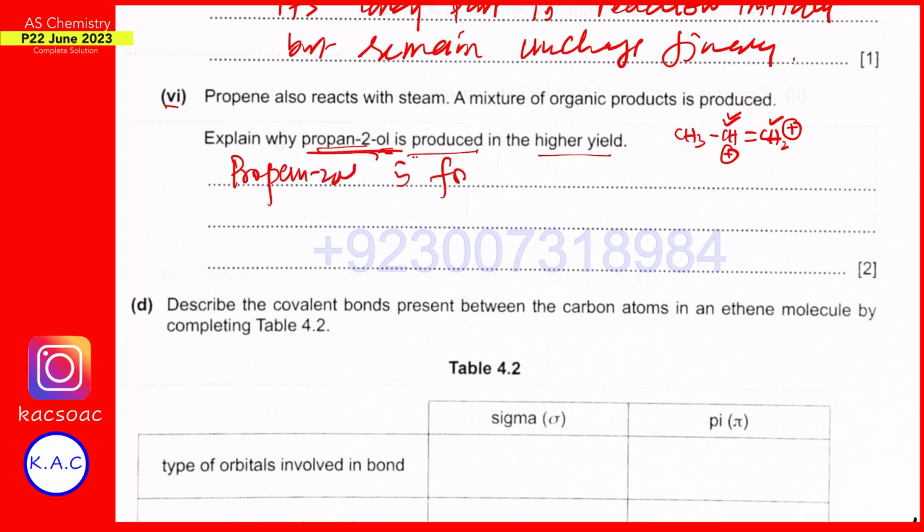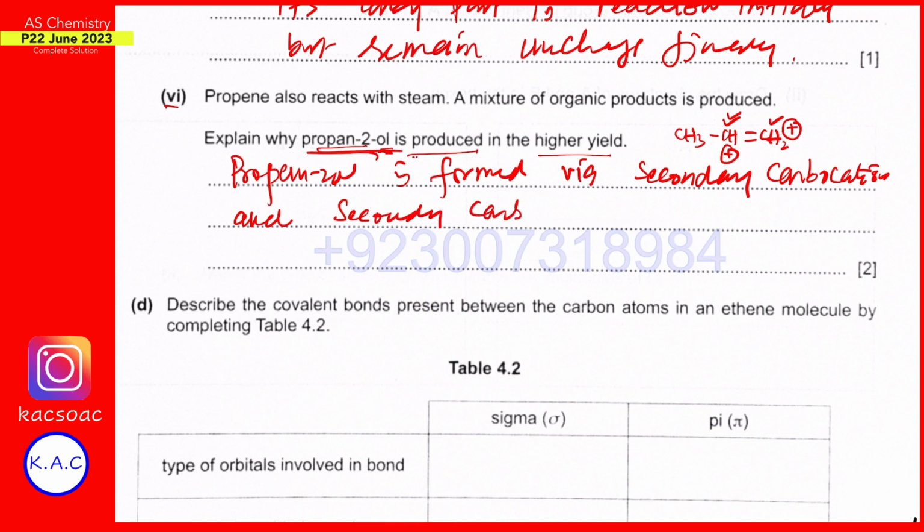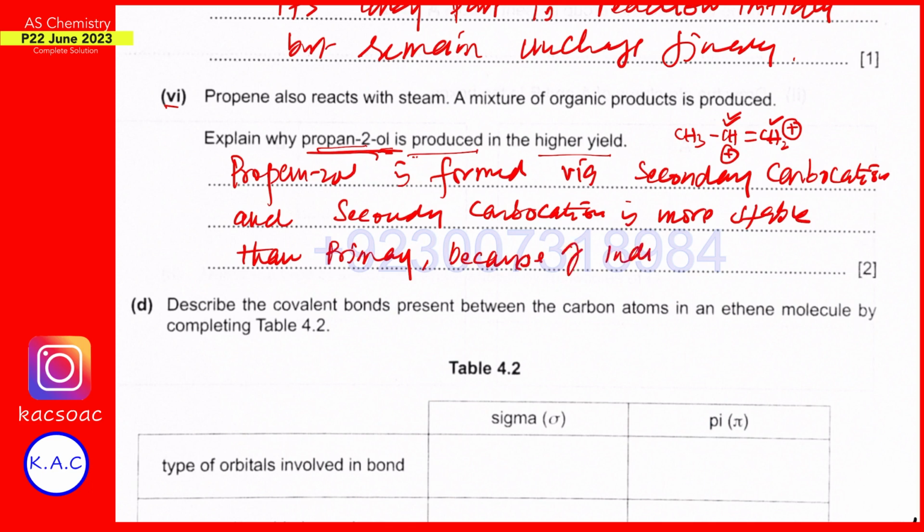Propan-2-ol is formed via a secondary carbocation, and the secondary carbocation is more stable than the primary carbocation, because of the inductive effect of methyl groups, or in this case you can write two methyl groups. So that is a sufficient answer.